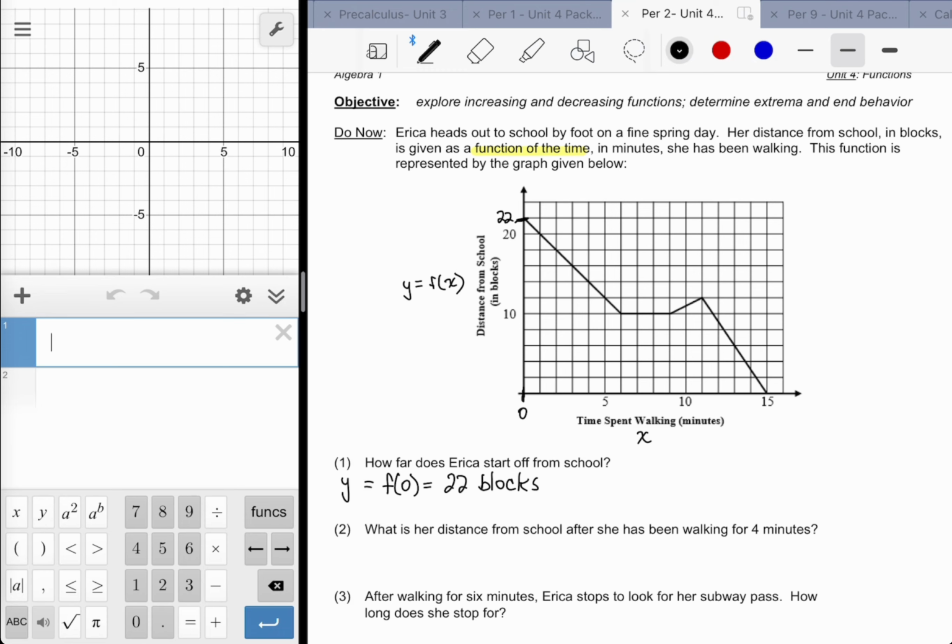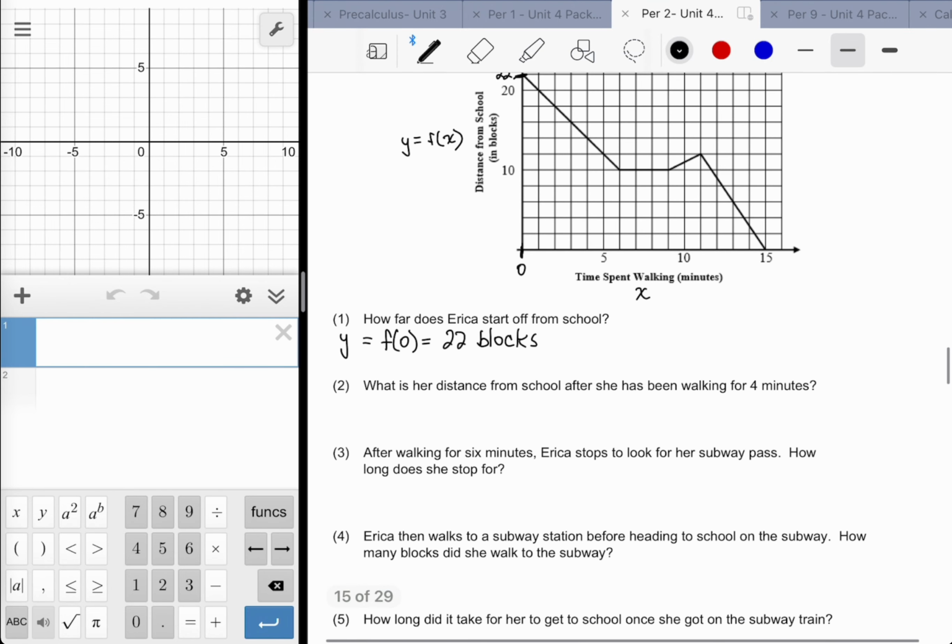Same idea for number 2. What's her distance from school after she has been walking for 4 minutes? That's saying y equals f of 4, because they're giving us the time. On the graph, that corresponds with this point, which has a value of 14. So 14 blocks.